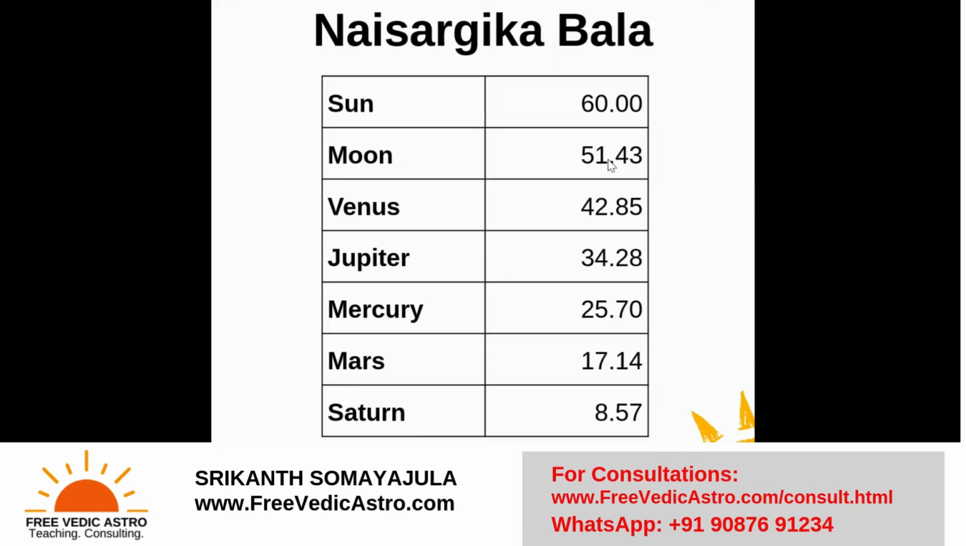Now you see, there are 7 planets. Divide this 60 by 7. 60 by 7 will give you 8.57. Okay. Just double this, you get 17.14. You multiply this 8.57 by 3, you get 25.7. You multiply 8.57 by 4, you get 34.28. And then with 5, you get 42.85. Then with 6, you get 51.43. Then with 7, you get 60.